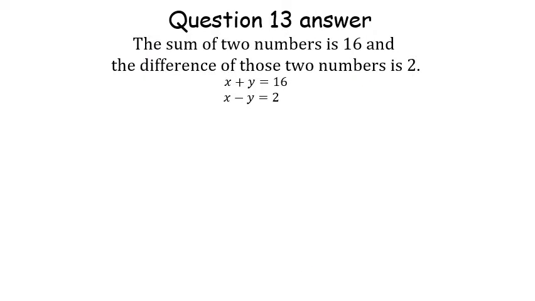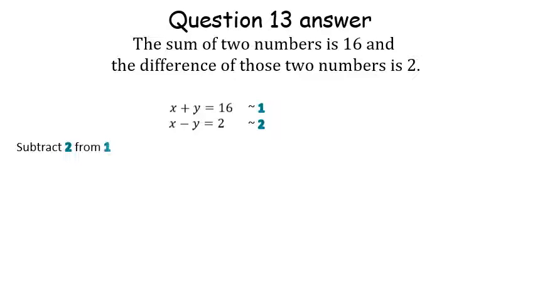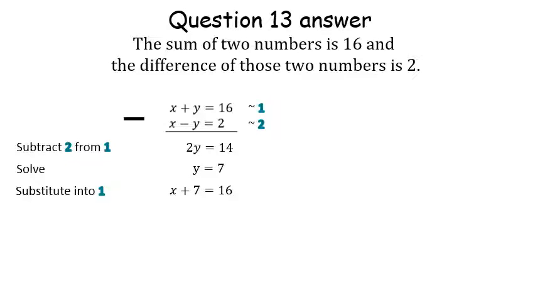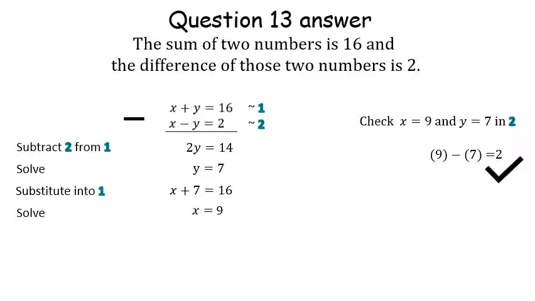Question 13. The equations are x plus y equals 16 and x minus y equals 2. I've called them equation 1 and equation 2, and then subtracted equation 2 from equation 1 and solved to get y equals 7. I've then substituted y equals 7 into the first equation and solved to get x equals 9. Checking both those numbers in the second equation, they work, so the numbers are 9 and 7.